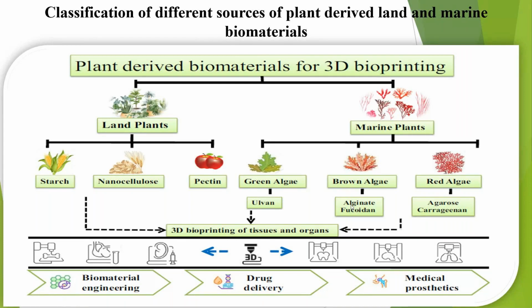carrageenan. So after getting these kinds of polysaccharides, we can use them for the 3D bioprinting of tissues and organs, which involves various steps in 3D printing. And we can target it for biomaterial engineering, drug delivery, and also for medical prosthetic kinds of products.